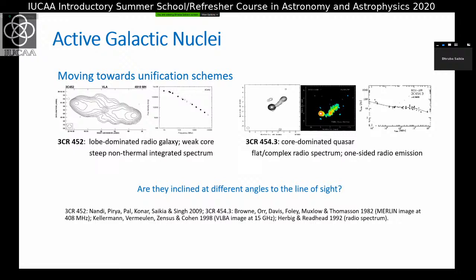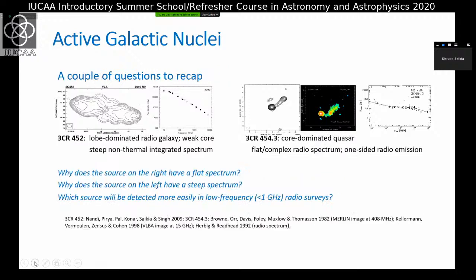Now, you ask yourself that not only the radio properties, but all other properties have to be consistent with this scenario. So this whole scheme of trying to understand at least some subsets of apparently different kinds of objects in a similar theoretical framework is what is referred to as unified schemes for active galactic nuclei.